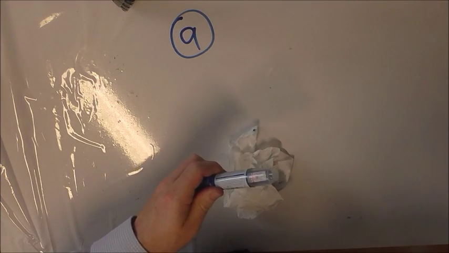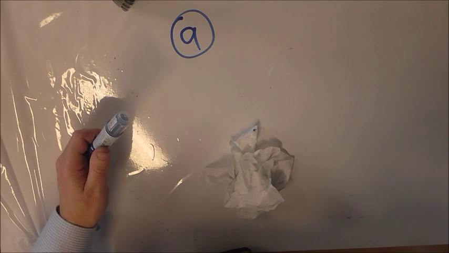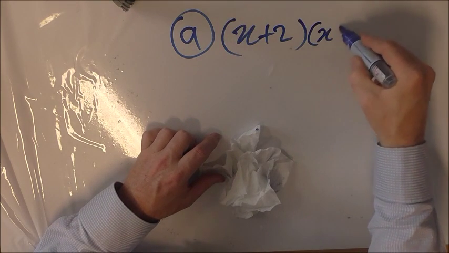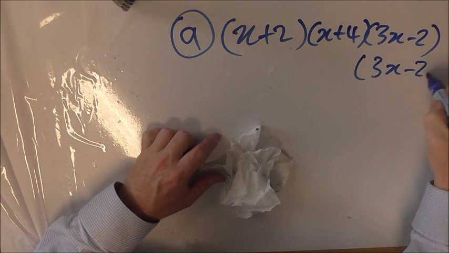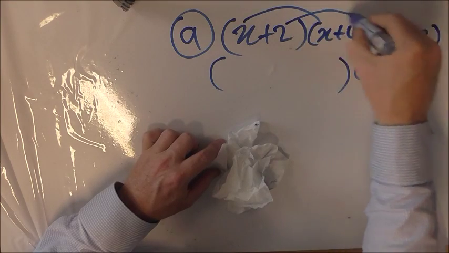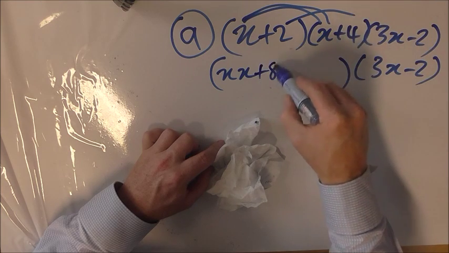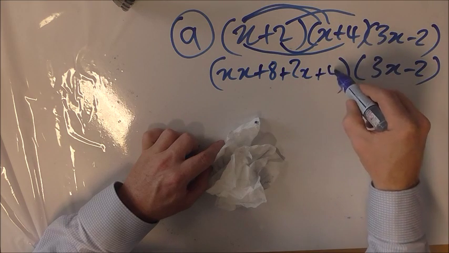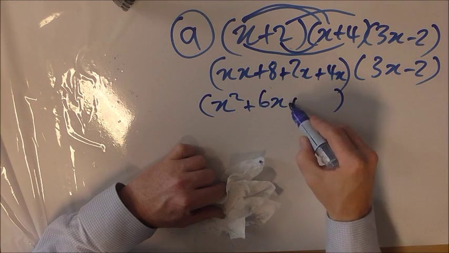Question 9. x plus 2, x plus 4, 3x minus 2. Now what you do is you just copy out one of them, the one that you're not going to deal with for the moment, and then you do FOIL or the smiley face in the other two. So x squared, 2 times 4, 2x, 4x. Tidy that up, x squared plus 6x plus 8.